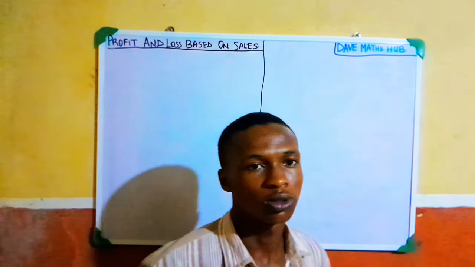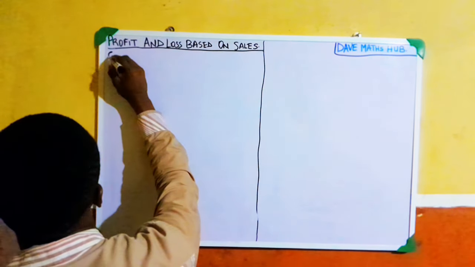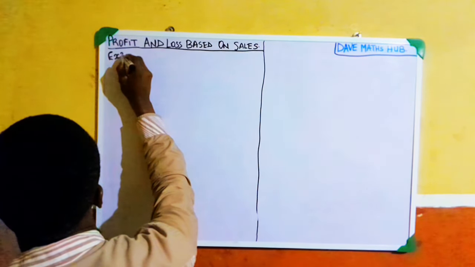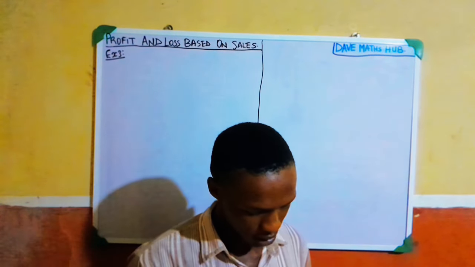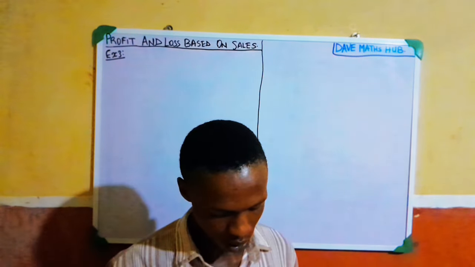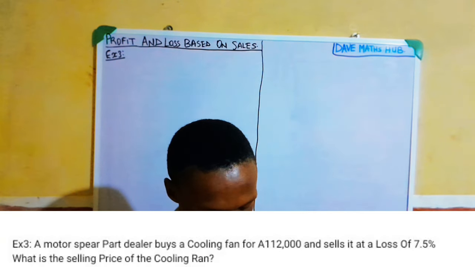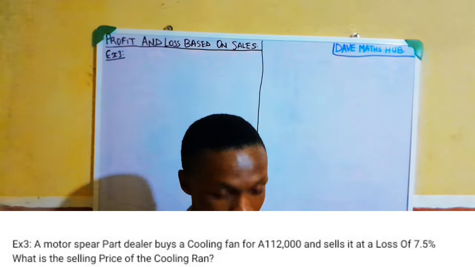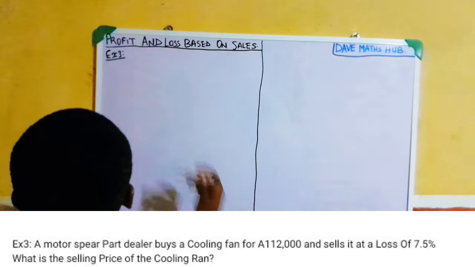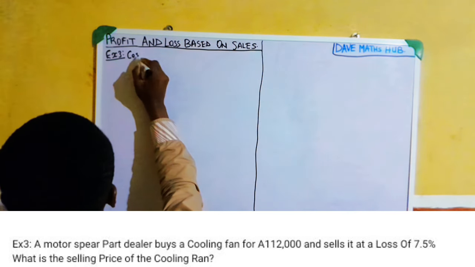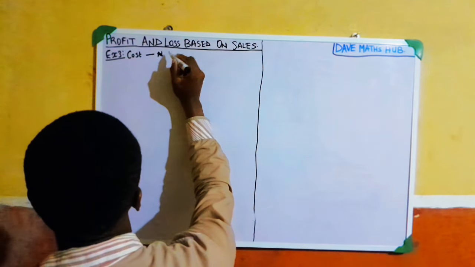So let us look at a more complex example now. Example 3. It says a motor spare part dealer buys a cooling fan for 12,000 naira and sells it at a loss of 7.5%. What is the selling price? Now we know cost price equals 12,000 naira.